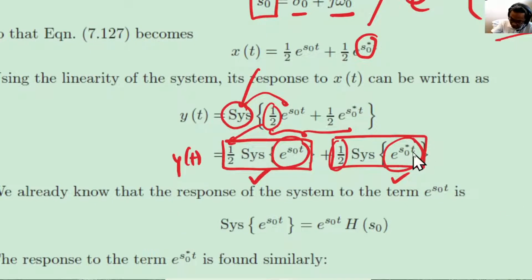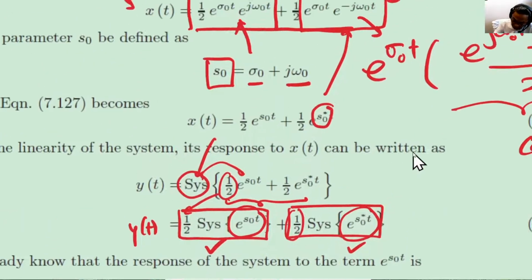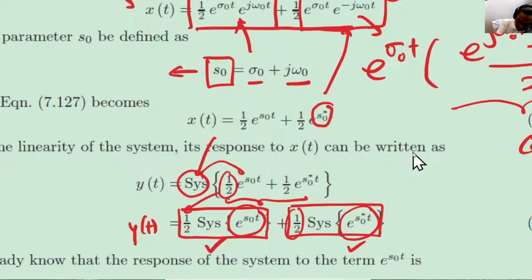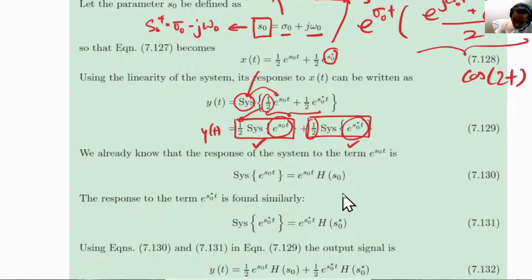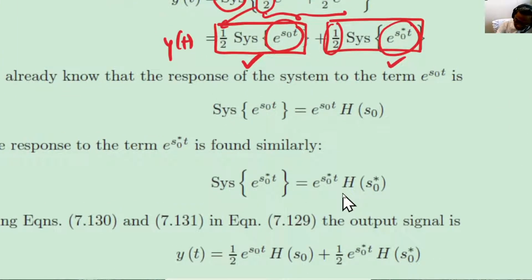e to the s naught star t. What is s naught star? Well, remember that if s naught is equal to sigma naught plus j omega naught, s naught star, the typical expression, is sigma naught minus j omega naught, the complex conjugate of s naught. What you realize is that the system operating on e to the s naught t will get H of s naught, and the system operating on e to the s naught star t will get H of s naught star.